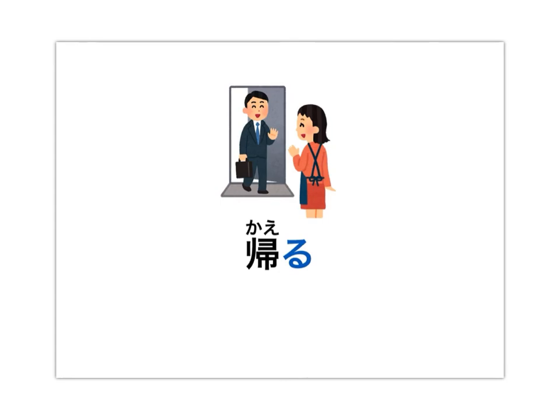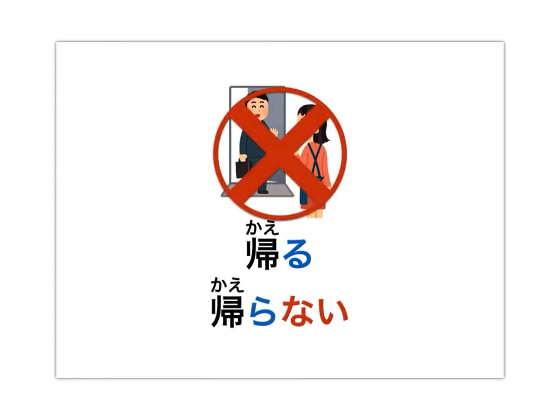Kaeru, kaeru. Recall that this version of kaeru looks like it might be a ru verb. It is not. Kaeru, to return, to go back, is actually an u verb. So keep that in mind as you try to come up with the version of kaeru that would be the short negative version. Pause the video here, please. Kaeranai, kaeranai.